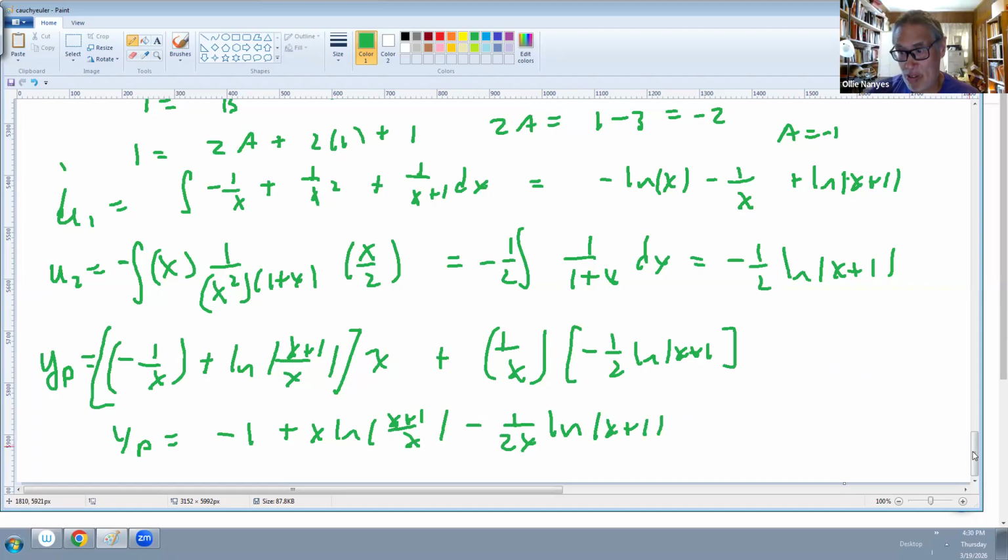And then to finish this up, let's get rid of yp and call this the general solution, plus c1 x plus c2 1 over x. And that's basically how one of these things can be done in full. So thanks for watching.